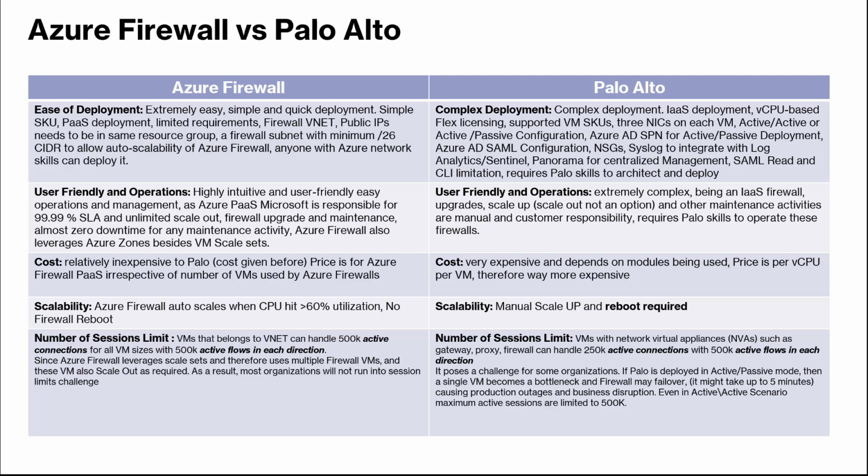If you look at this side, with Palo Alto, according to Microsoft, VMs with network virtual appliances (NVAs) such as gateway, proxy, and firewall can only handle 250K active connections and 500K active flows in each direction. Now, that's a difference, right? Especially if you're running in active-passive mode, you have a single VM. Now your threshold for the total number of sessions is only 250K.